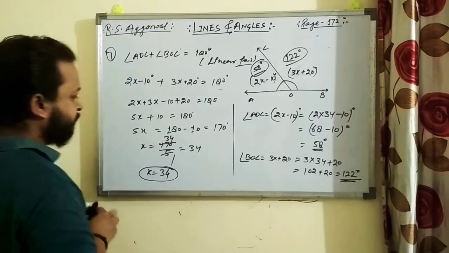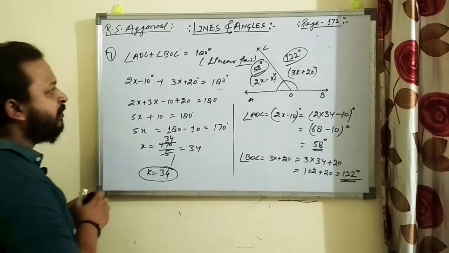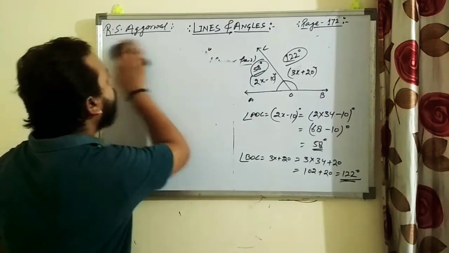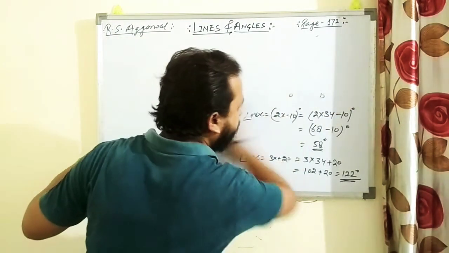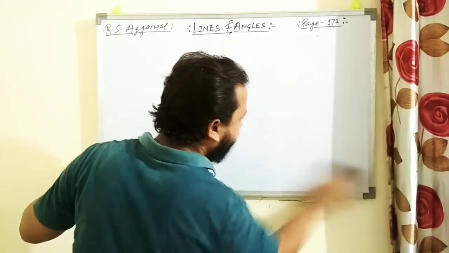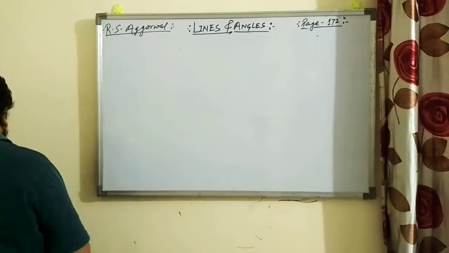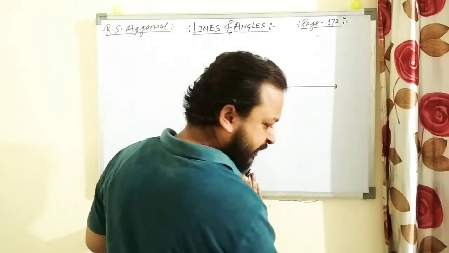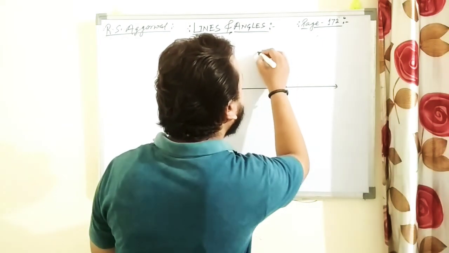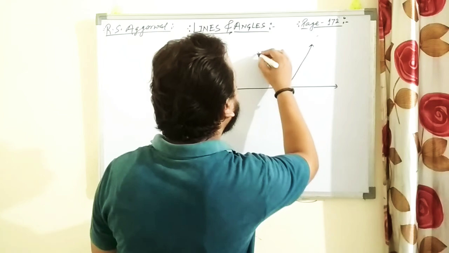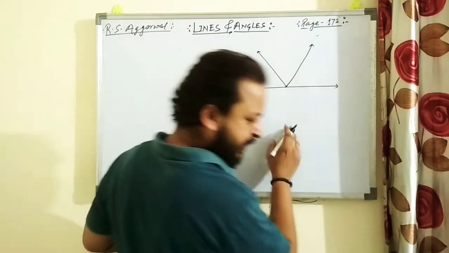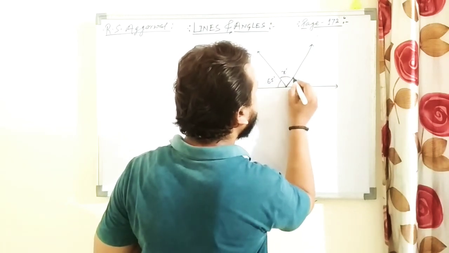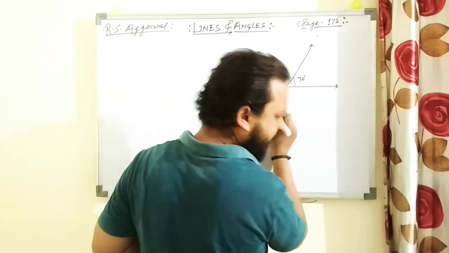Next question number 8. You can just pause the video and note it down if you want. Come to question number 8. In question number 8, it is given that a line is a straight line, that is here two angles, means actually there are three angles. One angle is 65 degree, this is x degree, and this is 70 degree.